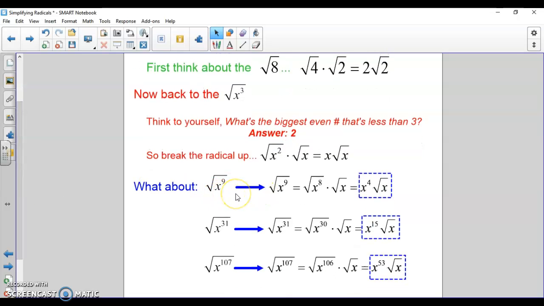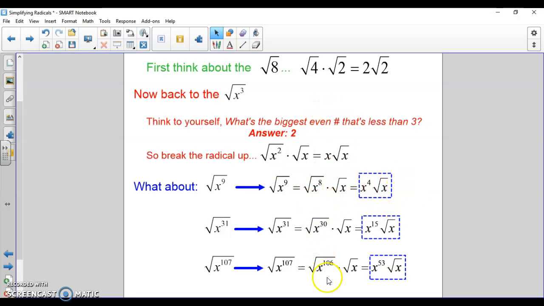Square root of x to the 9th. What's the biggest even number that's less than 9? It's 8. So you split it up, square root of x to the 8th times square root of x. So you cut the even one in half, so it's x to the fourth. The solo x stays inside.